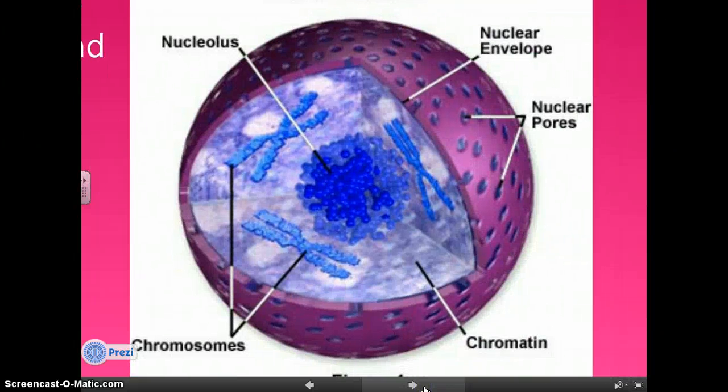So if you look at the picture of the nucleus, we have the outer membrane with nuclear pores, so that's what's going to allow things like DNA or RNA to leave the nucleus to go be made into a protein. The nucleus is important because it holds all your DNA in the form of chromosomes, as you can see in the blue. The nucleus also contains the nucleolus, which is basically a nucleus within the nucleus. So that's where your DNA is going to be held.